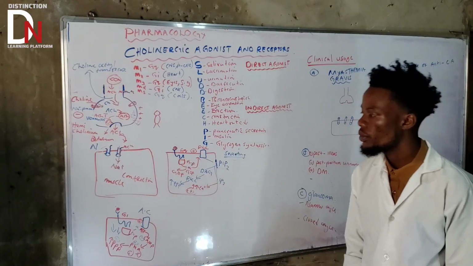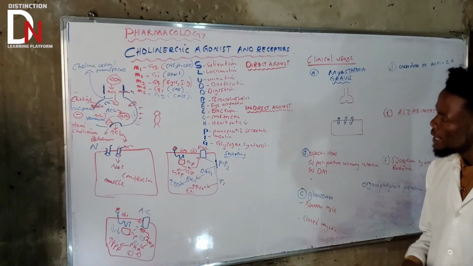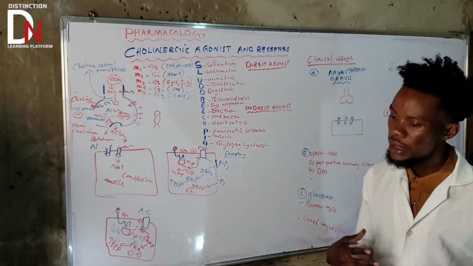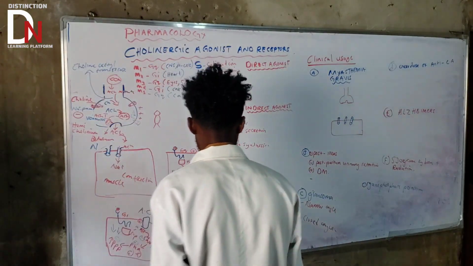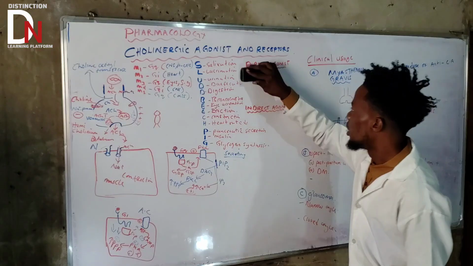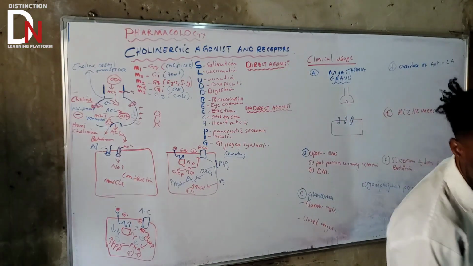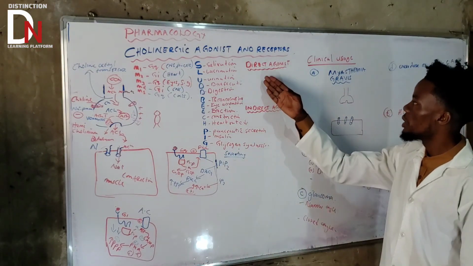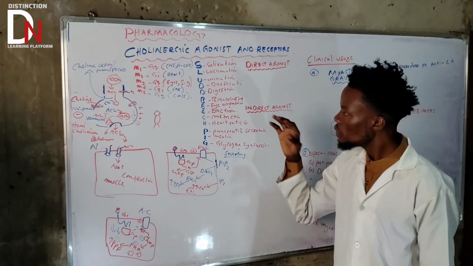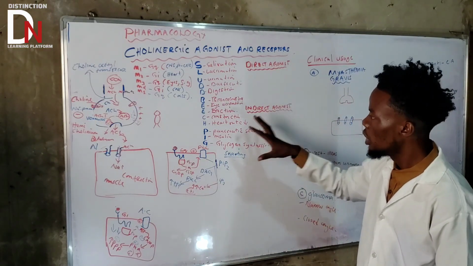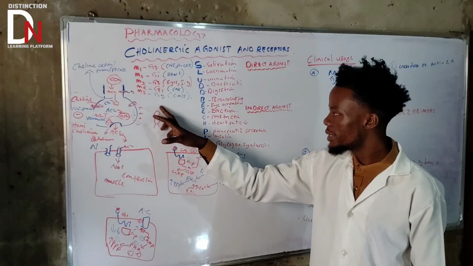Okay, and the GI, where you can find them. Now, since we've understood this, what else are we supposed to talk about? Now let's talk about the direct agonist and the indirect agonist. Before we go any further, we need to talk about this one.